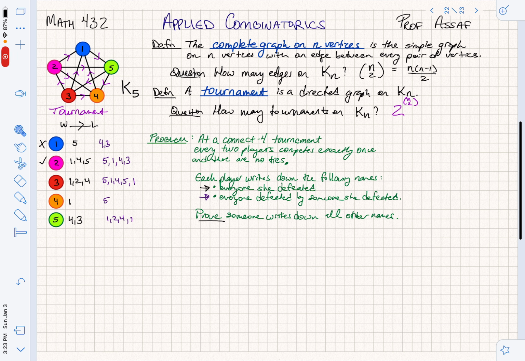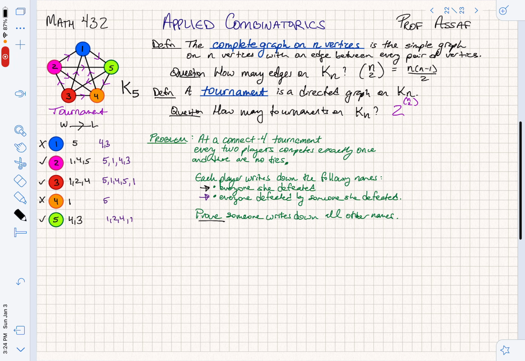But let's keep going. Player 3 wrote down 1, 2, 4, and 5. So player 3 is a success. Player 4, what did player 4 write down? Just 1 and 5. Player 4 is a failure. And player 5, what did player 5 write down? Player 5 wrote down 1, 2, 3, and 4. So player 5 is also a winner. Okay, so it appears to be true for this specific example that we've done, and at least now we have some concept of why this might be true, or at least how it's true.